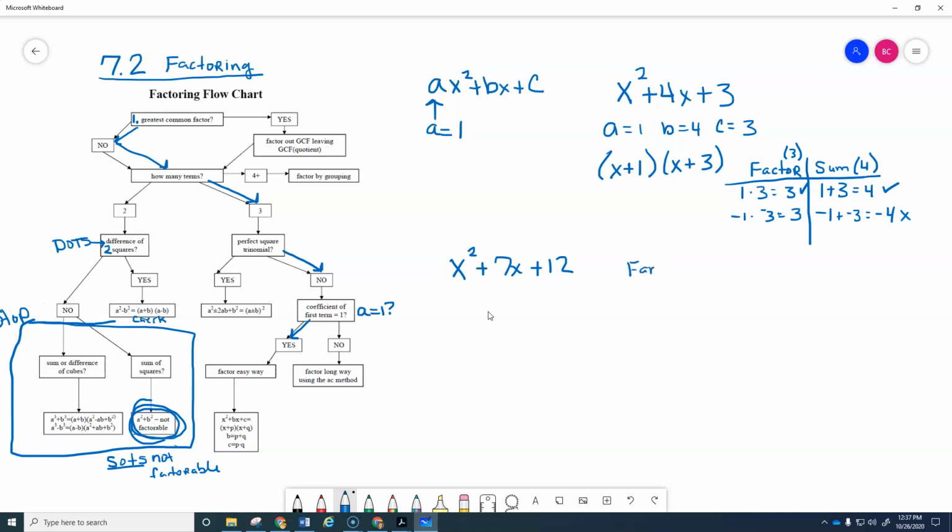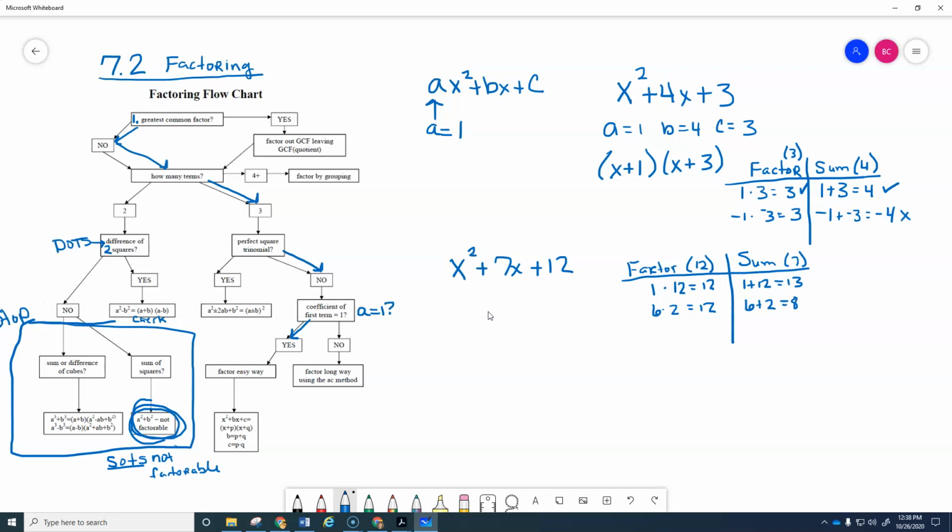That means I'm looking for factors of 12, but at the same time I need the sum of those factors to be 7. So factors of 12: 1 times 12 gives me 12, but 1 plus 12 gives me 13. I need it to be 7. I'm looking for a positive 12, so I could also include some negative numbers in there. What else? 6 times 2 gives me 12, but 6 plus 2 gives me 8. I need it to be 7.